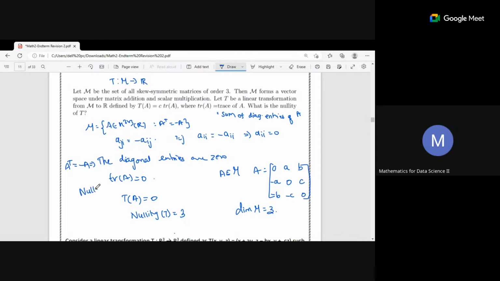Definition of null space: the null space of T is the collection of A in M such that T of A is equal to 0. In this case, it is the entire M, because for every A, T of A is 0. So the null space of T should have the same dimension as M, right? Yes or no? Got it? Yes, ma'am. Okay.